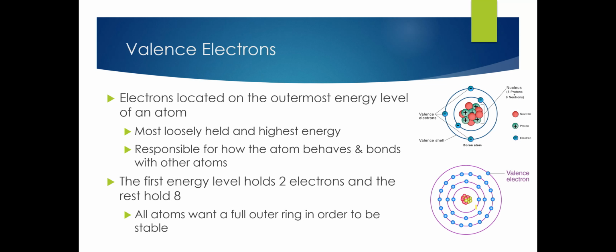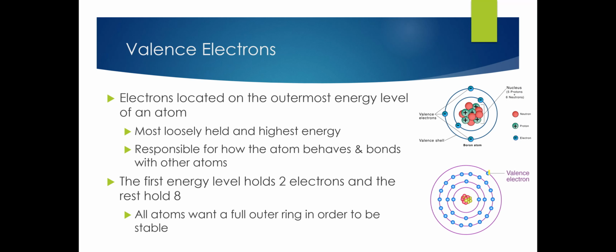Now we call this the electron cloud because these electrons are in motion and moving around, but they are going to be found in different energy levels. The first energy level is going to hold 2 electrons, and then after that they're going to hold 8. These valence electrons are the ones that are furthest away from the nucleus. They're on the outermost energy level, furthest away from that positively charged nucleus.